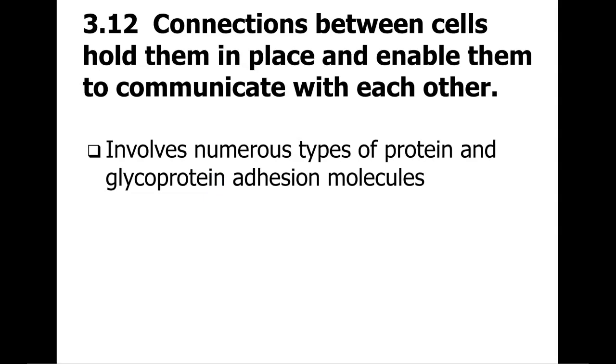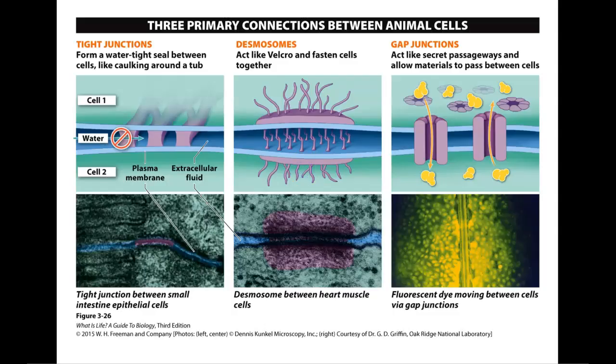Connections between cells are going to hold them in place, and they're going to enable them to communicate with each other. It's going to involve numerous types of proteins and glycoproteins, or adhesion molecules, that are going to put them together. So three types that we're going to talk about in this chapter or unit are going to be tight junctions. These are going to form between cells to make waterproof tight seals.